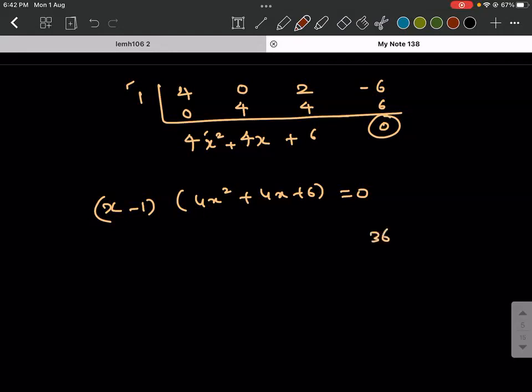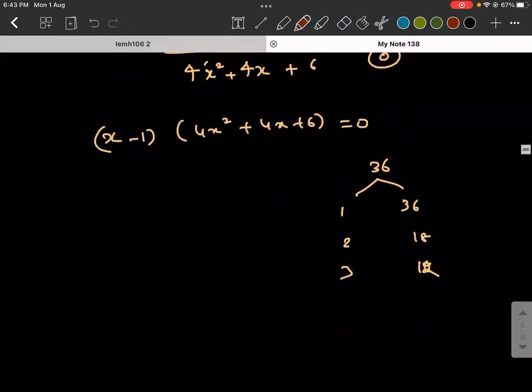If I have 36, a number is called a multiple, provided you are able to break it into small terms. So when you do factorization, what do you do? 1, 36, 2, 18, 3, 12, you keep writing. So these 1, 36, 2, 18, 3, 12, all are called factors.